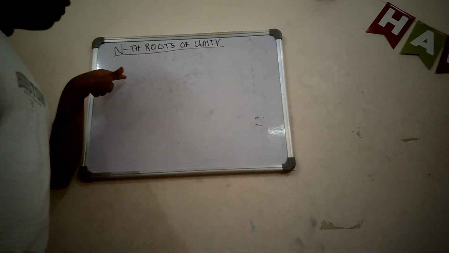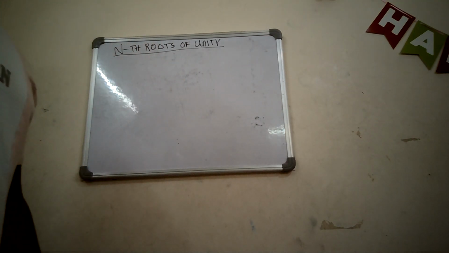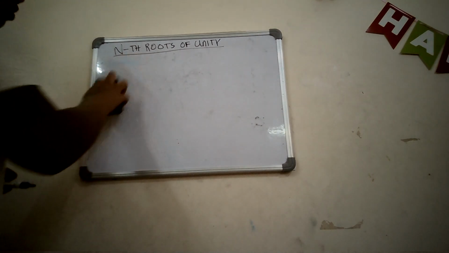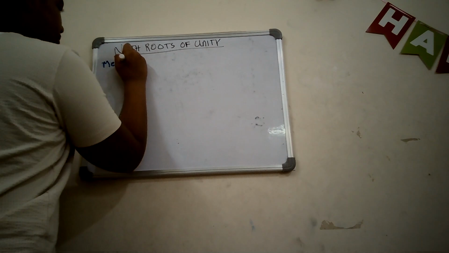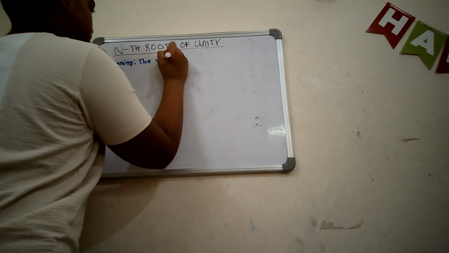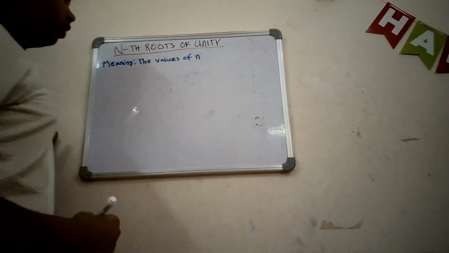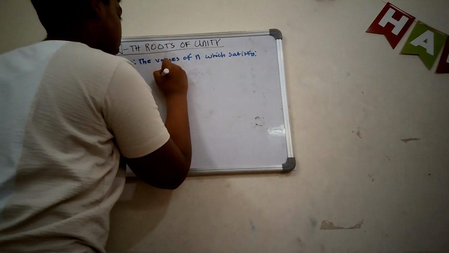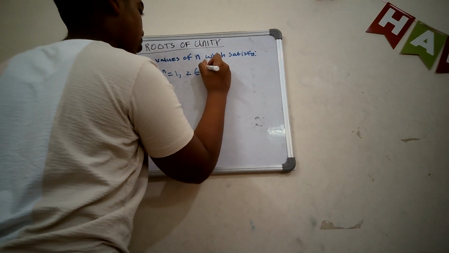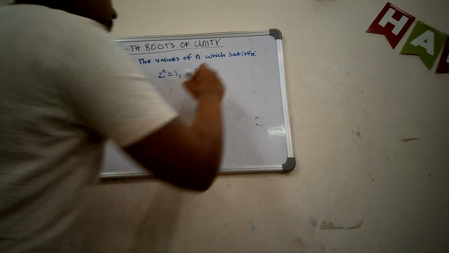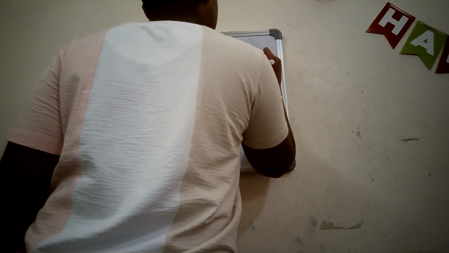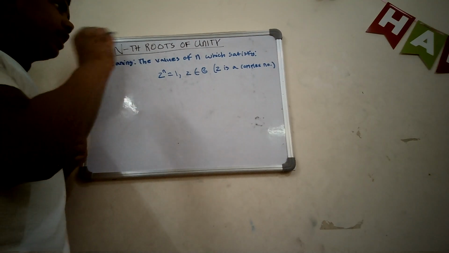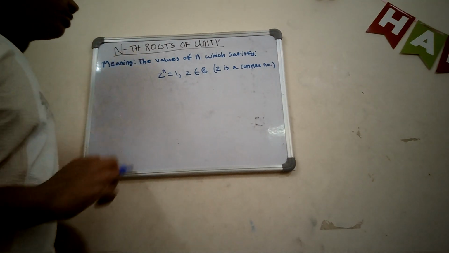So let's start. When we're starting this kind of equation, nth roots of unity means the values of n which satisfy z raised to the power of n equals 1, where z could be any complex number.